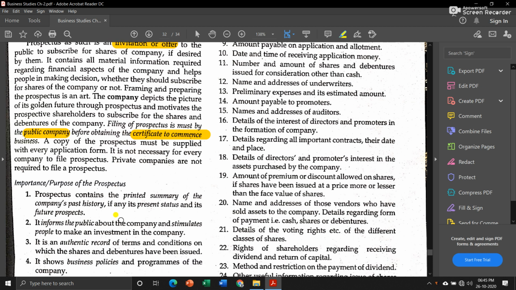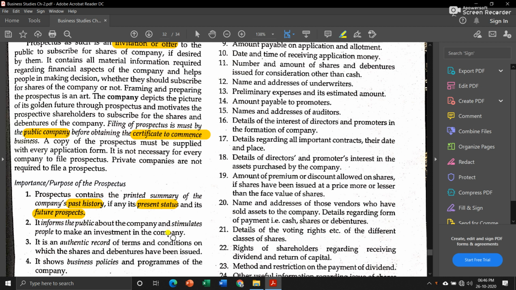Now, what is the importance or purpose of this prospectus? The prospectus contains a printed summary of the company's past history, means all the information regarding the company's past history, or if any present status is available, then it should be mentioned, and its future prospects, what it wishes to accomplish in future, all those things will be mentioned in the prospectus. Then it informs the public about the company and stimulates people to make an investment in the company.